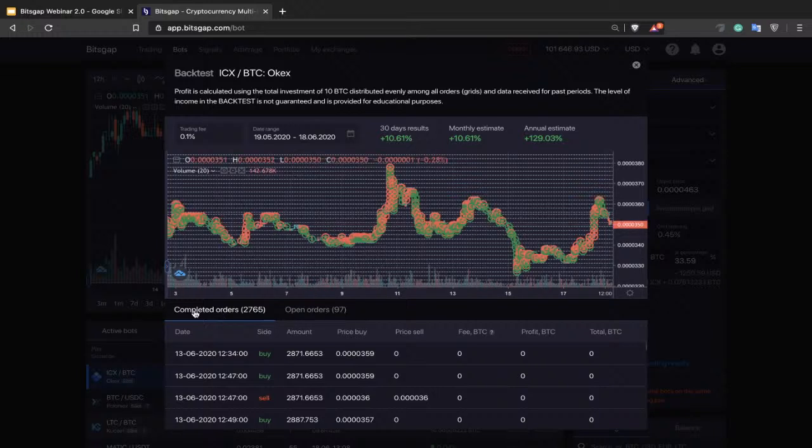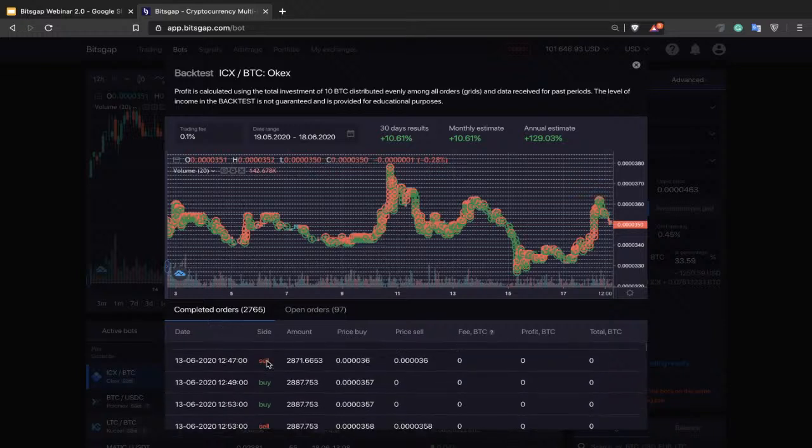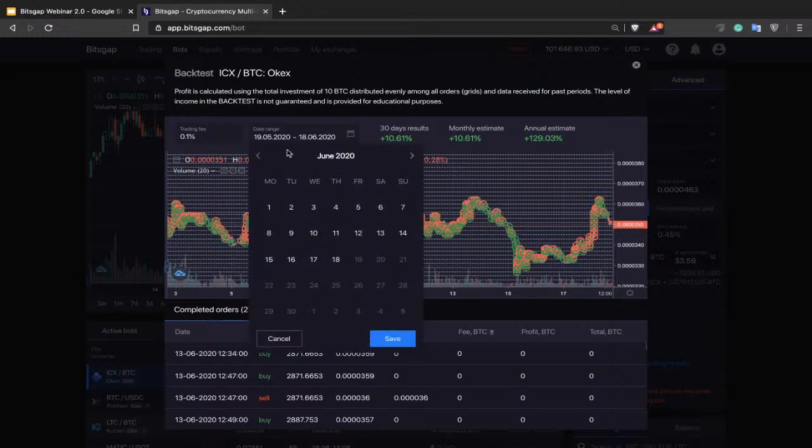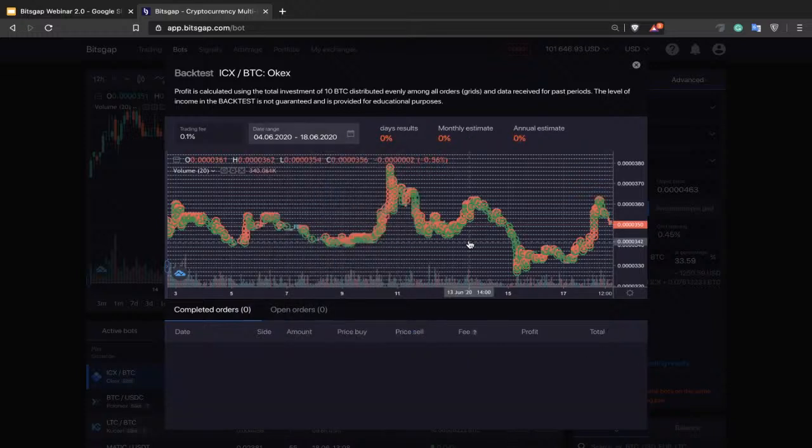And we can see at which price it would sell and buy in the completed orders. All right. If we want to have another date range, let's say we are interested in what would be the profit generated by the bot if we would have initiated the bot, let's say the 4th of June until today, and let's see what would be the profit.